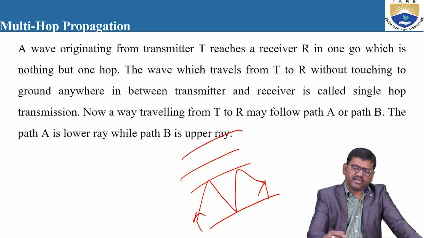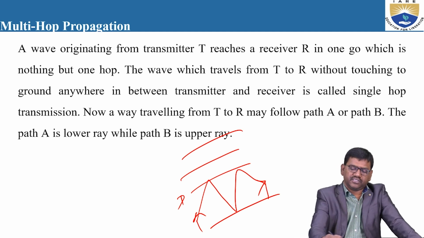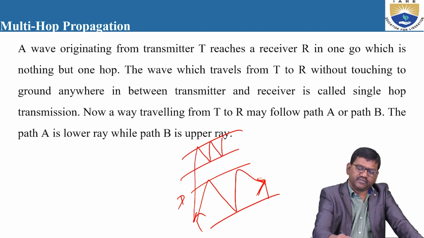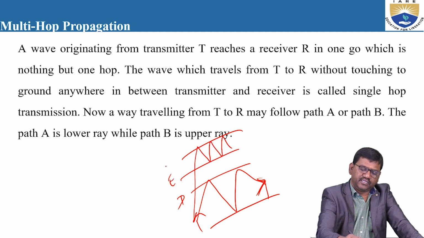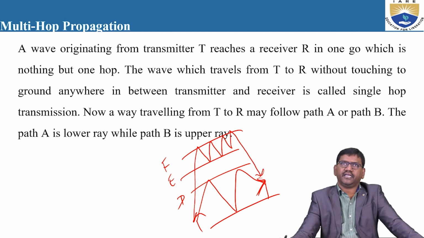So this may touch the D layer in different paths, and reflection is going to happen. Multiple reflections are going to happen and it reaches the receiving antenna here. Also, it is possible that multiple reflections will happen in many of these layers, the E layer and F layer, and finally it reaches the receiving antenna.